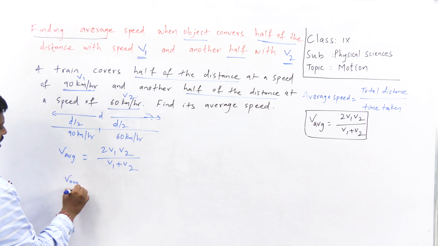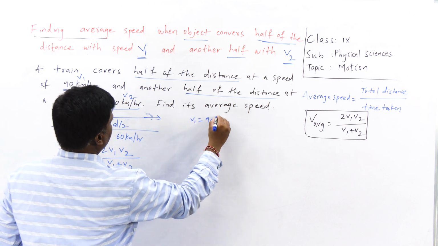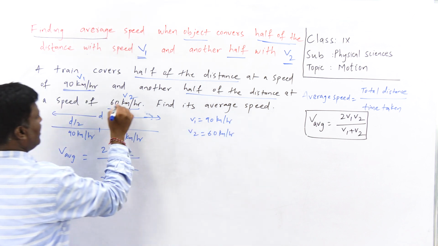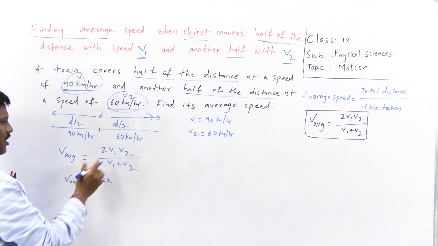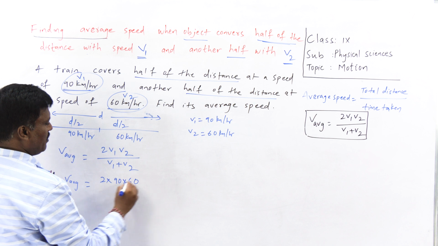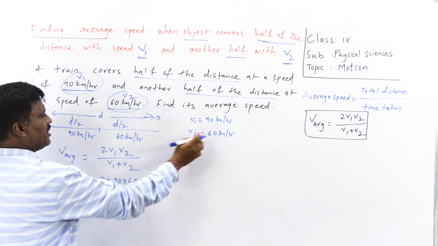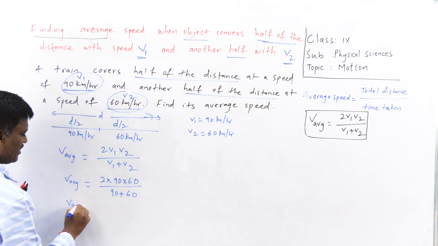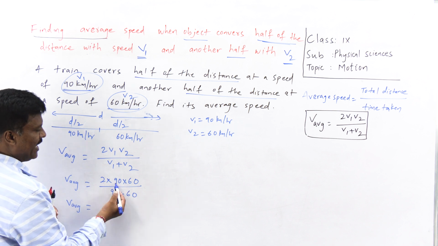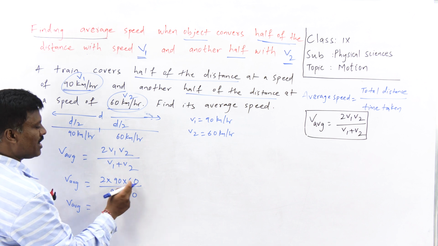So average speed is equal to 2 into v1 value, which is 90 km per hour, into v2 value, which is 60 km per hour, by v1 plus v2, that is 90 plus 60. So average speed v is equal to 2 nines are 18, 18 sixes are 108, and two zeros are there, so 1080.